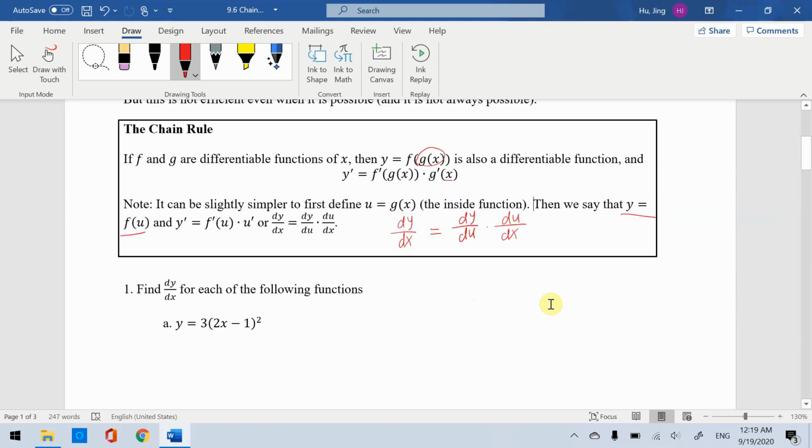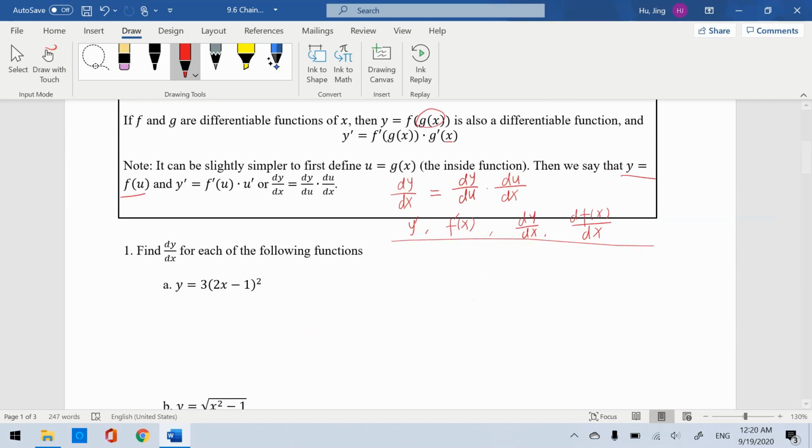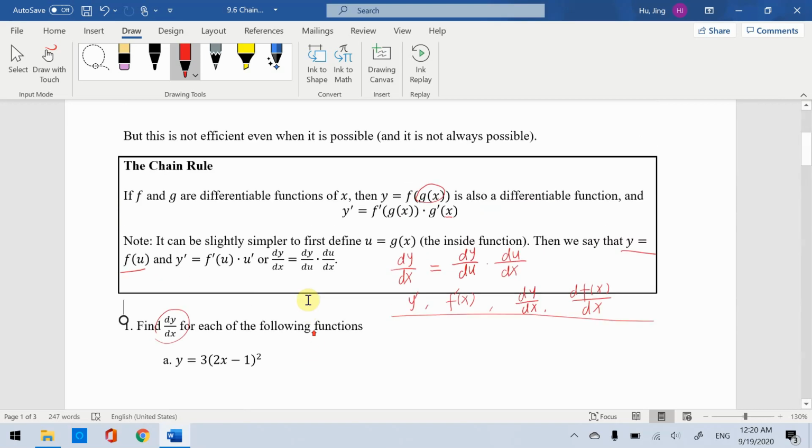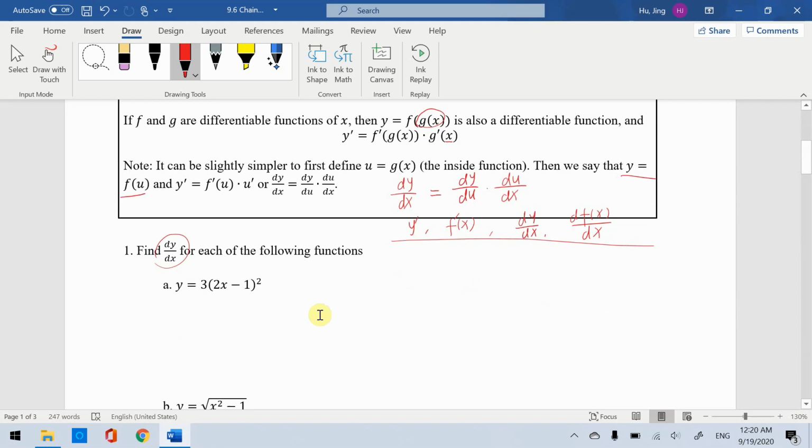Before we start the example, let's review the notation for the derivative. We could say y prime, or f prime of x, because y is f of x, or dy dx, or d f of x dx. So they are exactly the same. Like this first example, find dy over dx, which is just y prime. Now, because we just learned the chain rule, we could do it in slow motion. Once you are familiar with that, you could do it very fast.